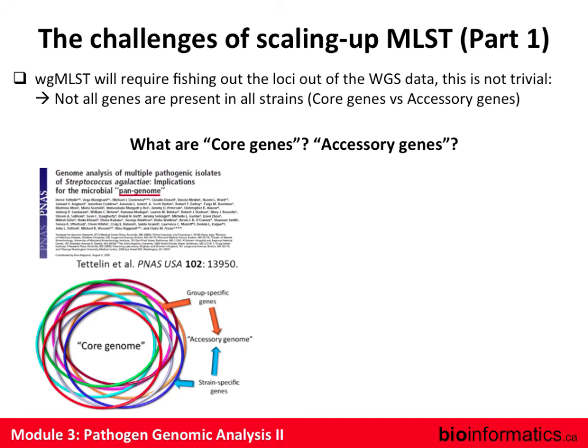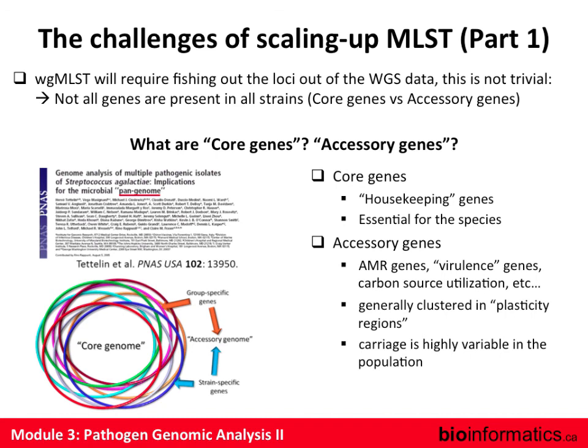The core is basically what we used to call housekeeping genes, essential to the survival of the species. The accessory includes a lot of things that are really important, like AMR genes, virulence factors, and carbohydrate utilization genes. A lot of the things we relied on over the years for phenotypic testing of pathogens turn out to be accessory. And the pangenome is basically the sum of the core and the accessory. Really important.